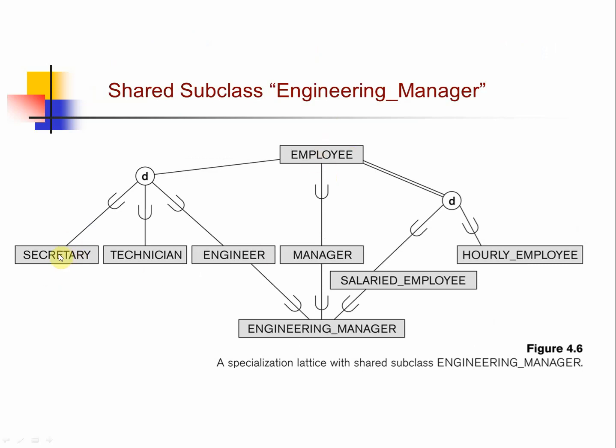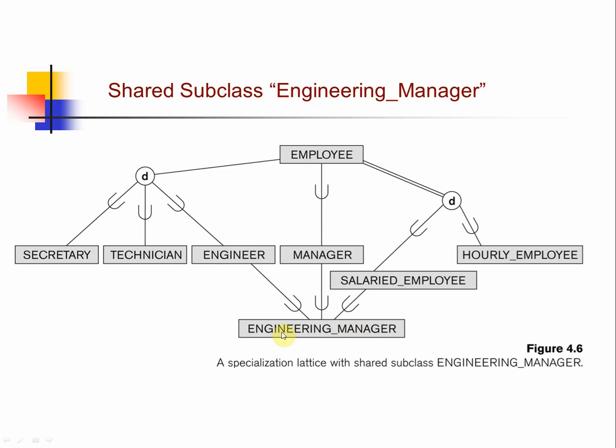Previously, we have employee, and based on job type, we have these three subclasses. We have manager. Based on how they are paid, we create two subclasses over here. Take a look at this one, engineer manager. This is a subclass belonging to the engineer superclass, belonging to the manager superclass, as well as belonging to salaried employee. And therefore, this is what we call a shared subclass, because we have one shared subclass. As long as you have one, then the whole thing is not a tree structure, so it is not a hierarchy. This is a lattice.